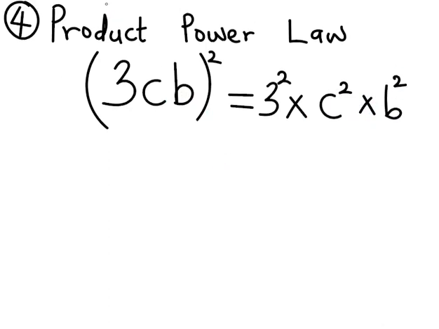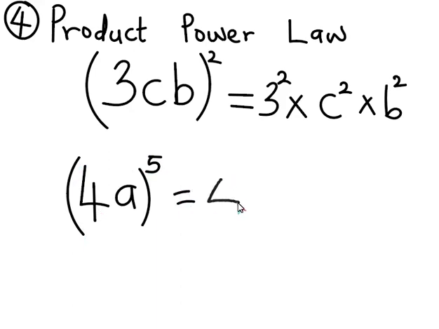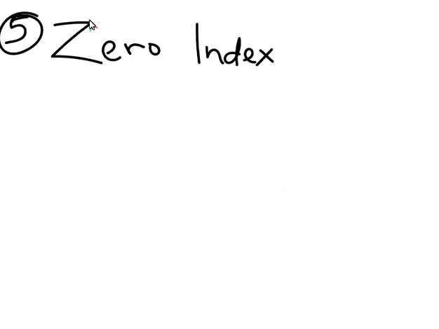I can also give you another example here. 4A raised to the power of 5 simply means 4 raised to the power of 5 times A raised to the power of 5. That's A index 5. We also have the 0 index.